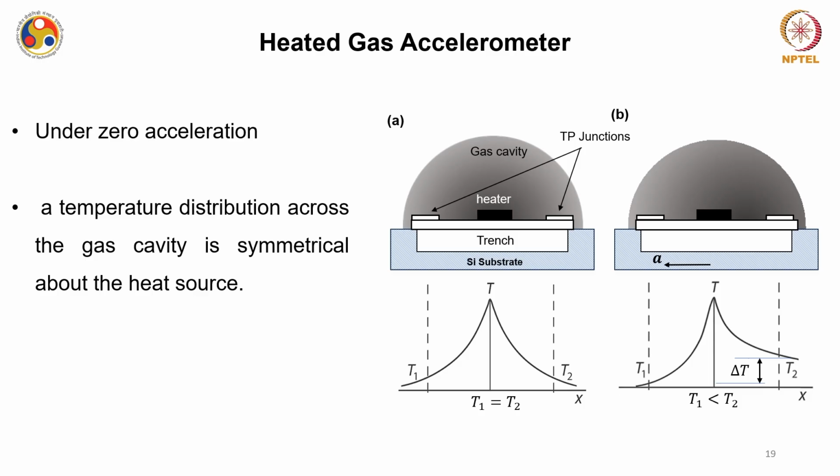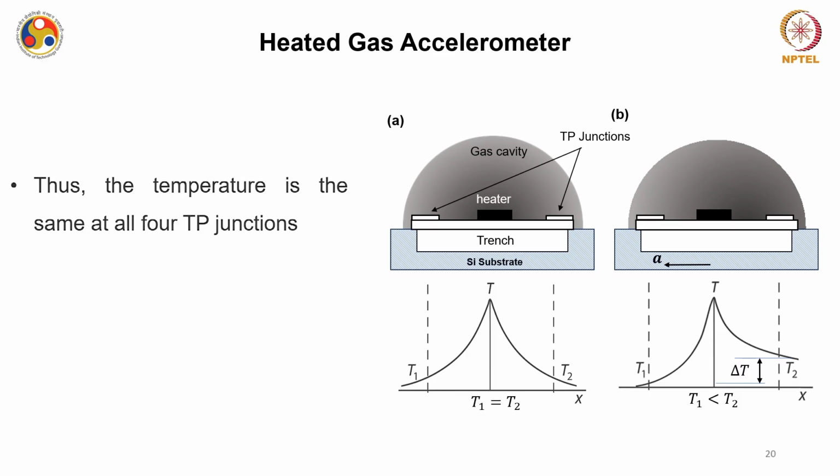Now under zero acceleration, when there is no acceleration at all, the temperature distribution across the gas cavity is symmetrical about the heat source. Therefore, the temperature is the same at all four thermopile junctions, causing each pair to give an output of 0 voltage.